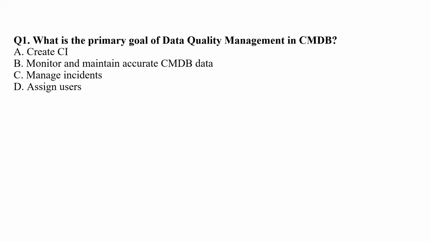Data quality management. Data quality means it should be clear and reliable. Management: how can you manage the data quality in the CMDB? So the correct answer is option A, create CI. Option B, monitor and maintain accurate CMDB data. Option C, manage incidents. Option D, assign users. The correct answer is option B, monitor and maintain accurate CMDB data.